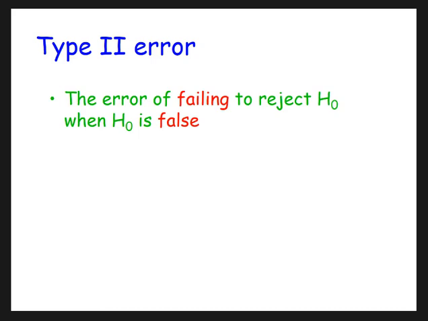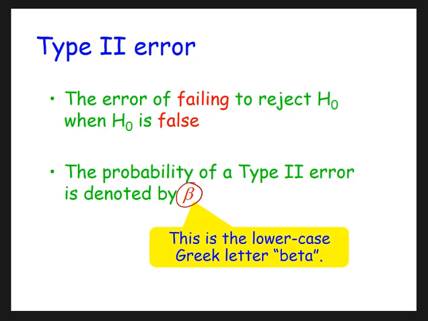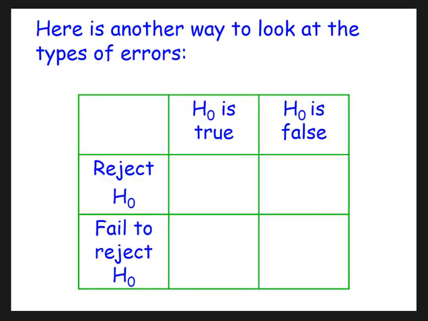The type 2 error then is the error of failing to reject the null hypothesis even though it's false. The probability of this is called beta. That is the Greek symbol for the small beta. This is not easy to quantify. It takes pretty advanced statistical techniques, beyond the scope of this course, to quantify that.